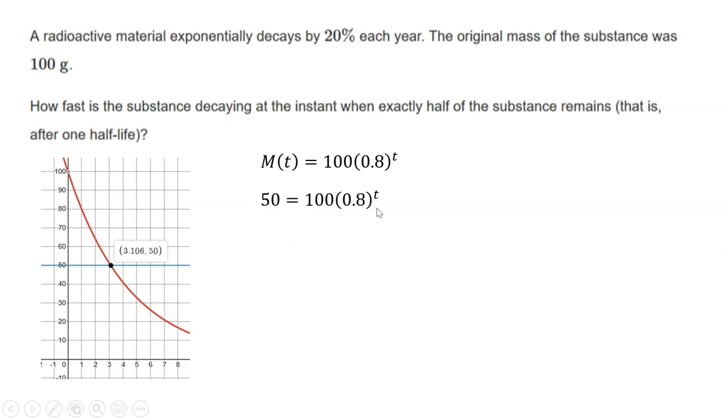How do I solve this? I set it equal to 50, right? How do I solve for t? Does anybody know how I can solve for t on this one? I'm trying to solve for an exponent. Think back to your advanced functions now. It's something you would have learned in advanced functions. How do I solve for t here? We have to use logs, right? We have to use logs.